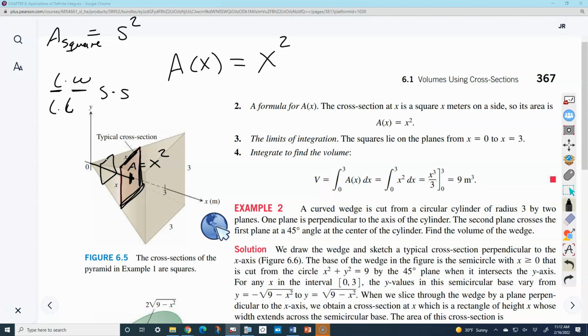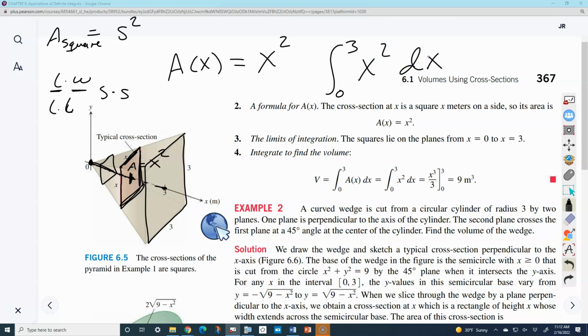So, all we have to do is integrate from whatever the limits of integration are for this problem. We can see from the figure and from the description of the problem that cross-sectional area is marching down the x-axis starting at 0 until it gets to 3. And that's where it stops. So 0 to 3 would be the limits of integration. And it's x squared dx.